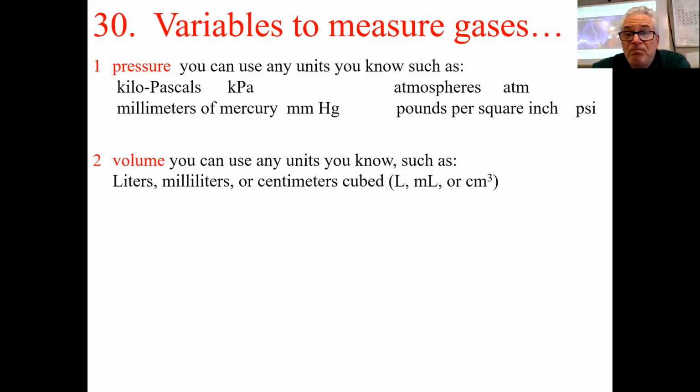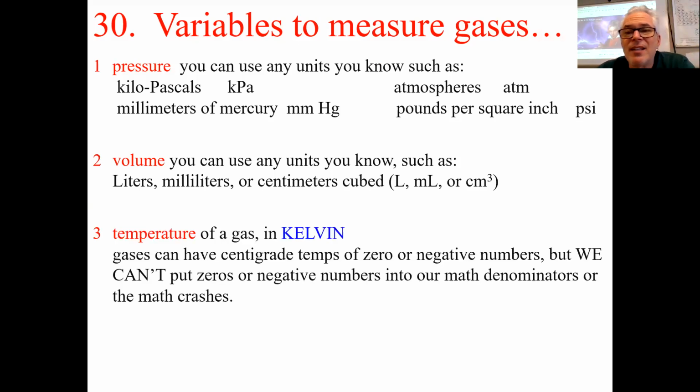For volume, you could use anything. You use liters normally, or milliliters or centimeters cubed, which are the same size, but your units have to be consistent. I suppose you could use cubic meters of gas or cubic feet of gas. I mean, anything. You could use a balloon full. How many balloonfuls? But we generally use liters, milliliters, or centimeters cubed. The third variable is the temperature, which always is in Kelvin.